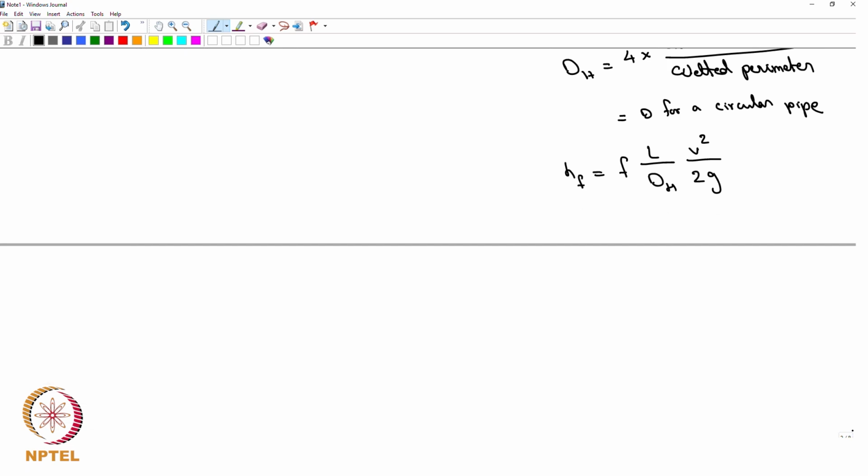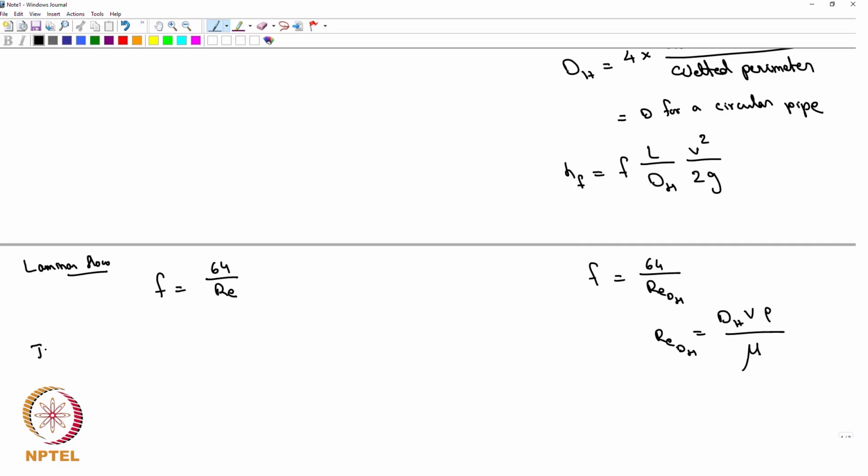So for laminar flow, we had f is equal to 64 by Re for the circular pipe. Here we will define f is equal to 64 divided by Re_DH, where the Reynolds number is now defined based on the hydraulic diameter. So Re_DH is D_H times V times rho divided by mu.